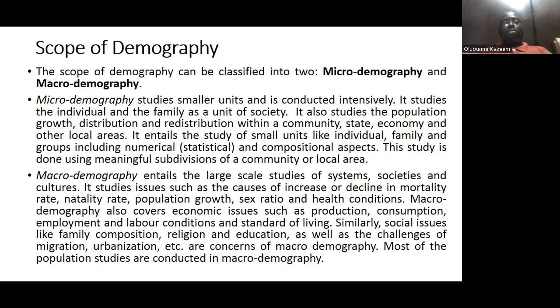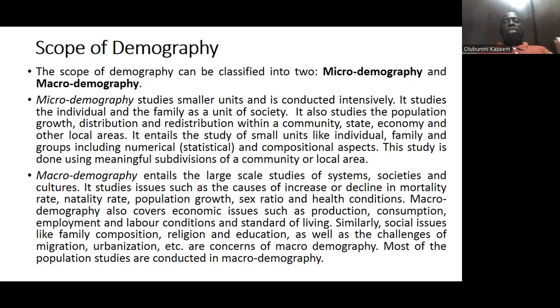In contrast, however, macro demography entails large scale studies of systems, societies, and cultures. On that basis, it looks at issues such as increase or decline in mortality rates, natality rate, population growth, the sex ratio, the health conditions of people. It looks at the economic situation of a particular country. What is the cause of that? How can the economy be expanded on the basis of the population and the quality of members of that population? It also looks at social issues like family composition, religion, and education, as well as the challenges of migration, urbanization, etc., which are the concerns of macro demography.